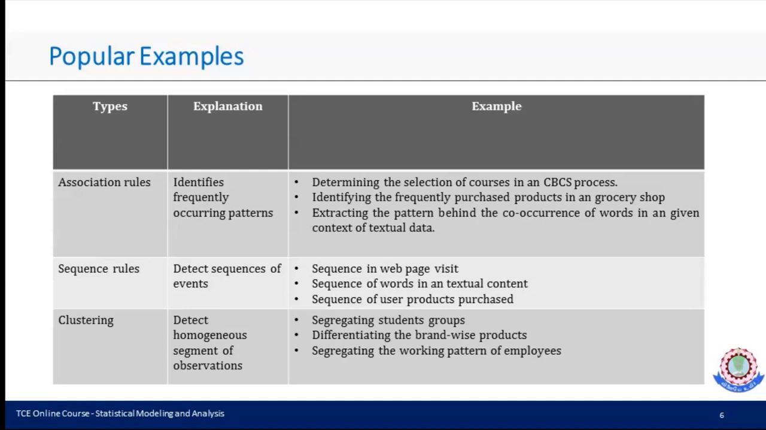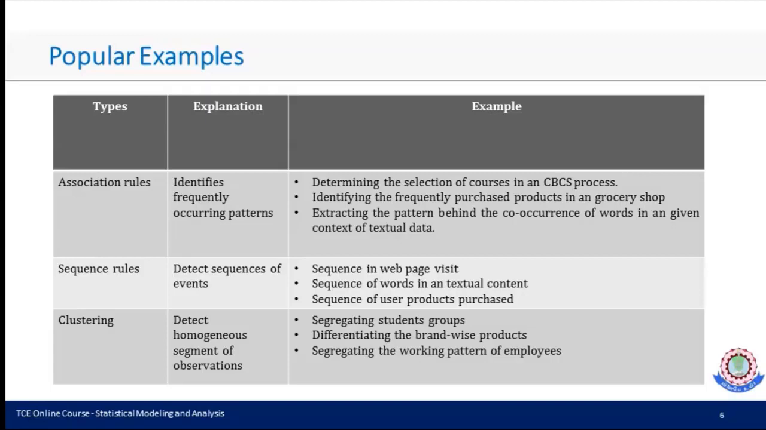The first category is association rule mining. The algorithms that fall under this category are explicitly used to detect frequently occurring patterns in a given set of transaction items. As an example, we can say what products are frequently purchased together, or what words co-occur in a given text document, and so on.